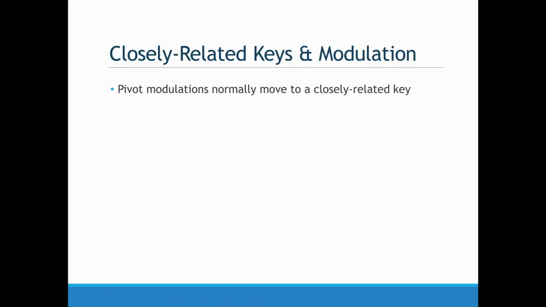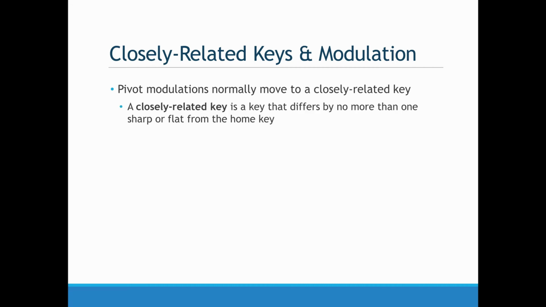In classical style music, pivot modulations normally move to a closely related key. This occurs because closely related keys are the keys that have notes in common. In other words, they're the ones that you can create the shared chord with. You probably haven't encountered this term before, though. A closely related key is a key that differs by no more than one sharp or flat from the home key.